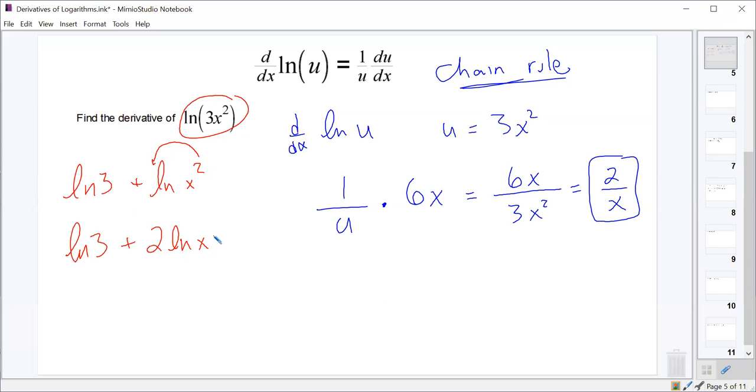And now if I were to take the derivative of it rewritten this way, what's the derivative of natural log of 3? This is just a constant, right? So the derivative of any constant is 0. And the derivative of natural log of x is just 1 over x, and we multiply it by 2. We end up with the exact same thing that we got over here. Good or no? Good. All right. Any questions on that?